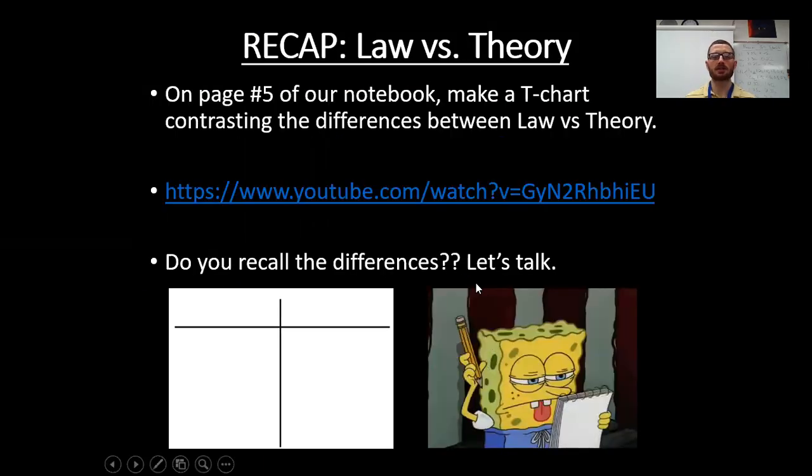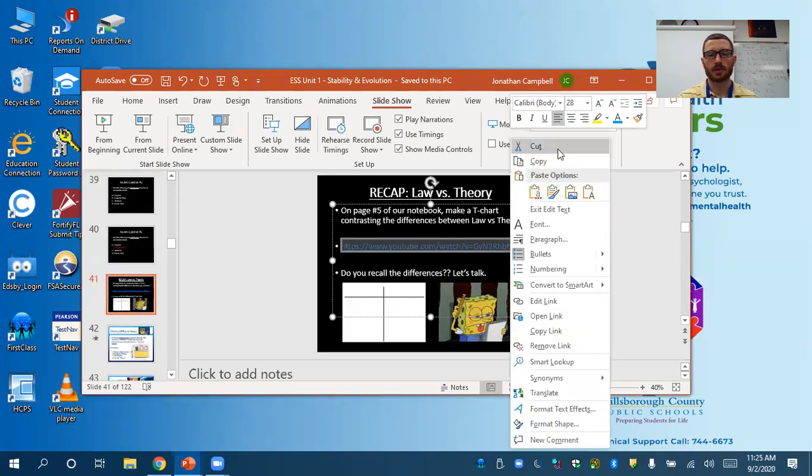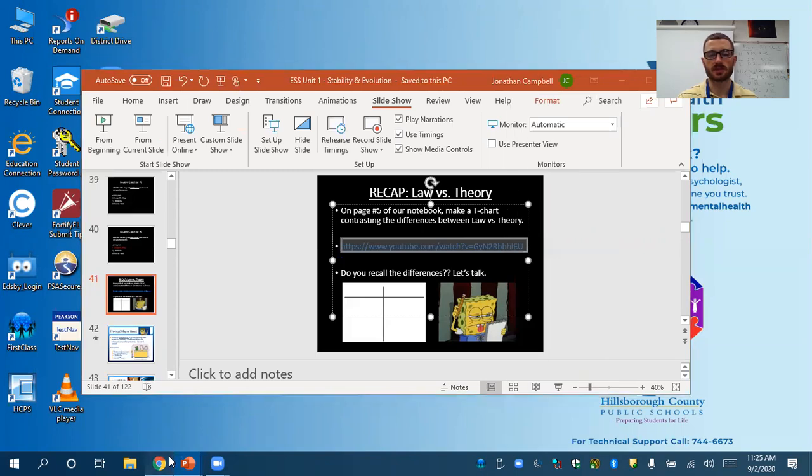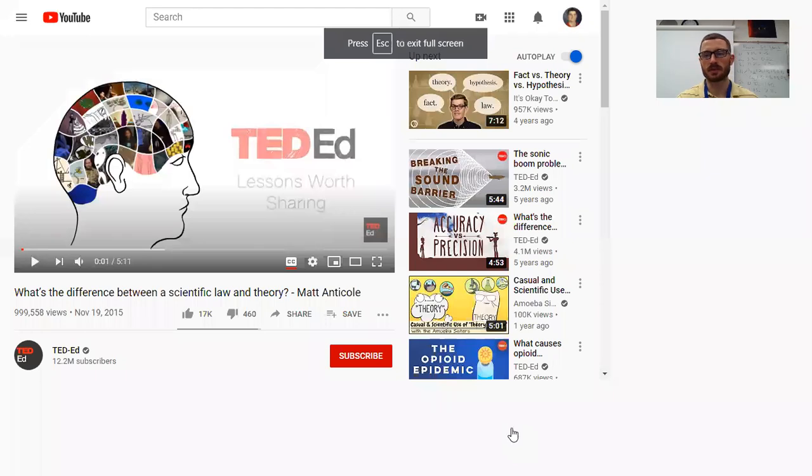Let's go ahead. On page 5 of your notebook, I need you to make a T-chart comparing and contrasting law versus theory. One side is going to be law, the other side is going to be theory. This is going to be below the Go Blue you just wrote down. Using that T-chart, you're going to explain the differences using this video. Oh, I already have it. So we're just going to watch a minute of this. Check it out.